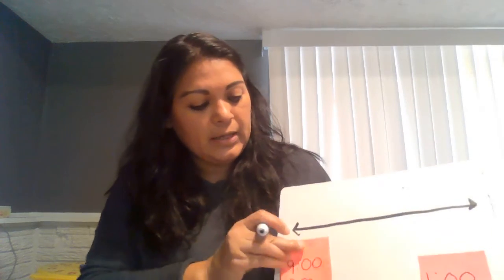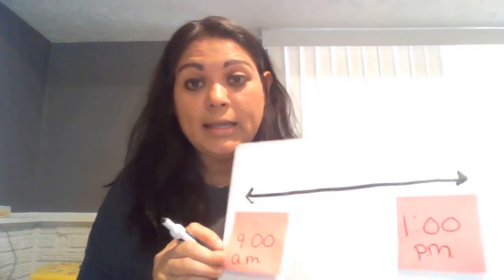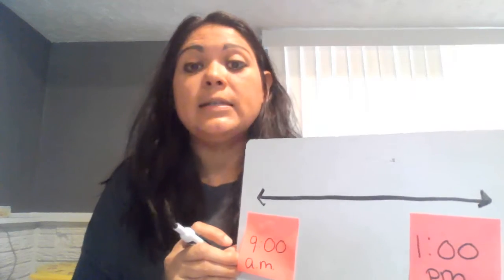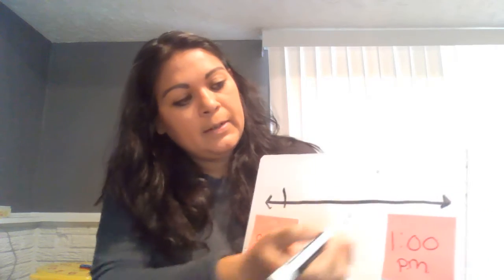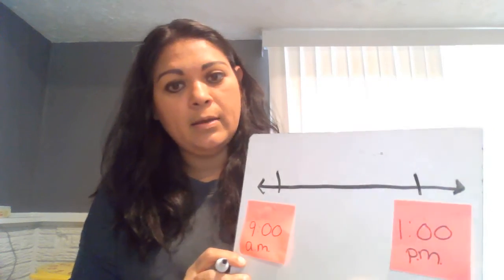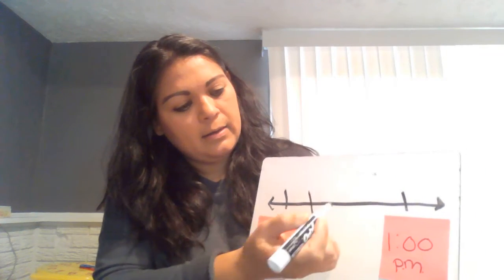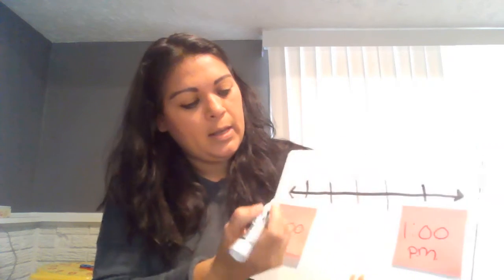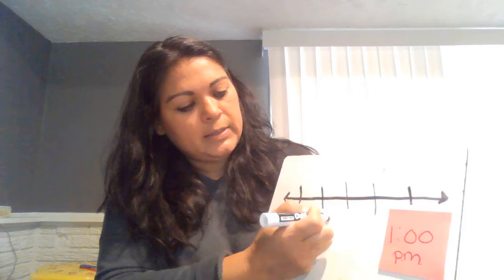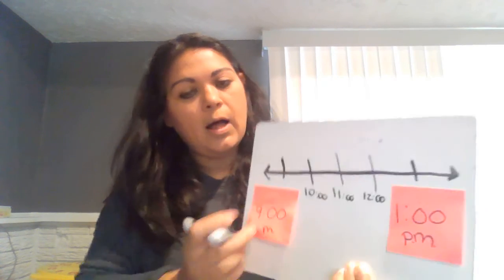All I need to do is start at 9 o'clock and see how long it takes to get to 1 o'clock. So we can count up on the number line. Let's make our mark for 9 and make our mark for 1. And let's fill those in. Will you count with me? 9, 10, 11, 12, 1. I'm going to fill those in. 10 o'clock, 11 o'clock, 12 o'clock.